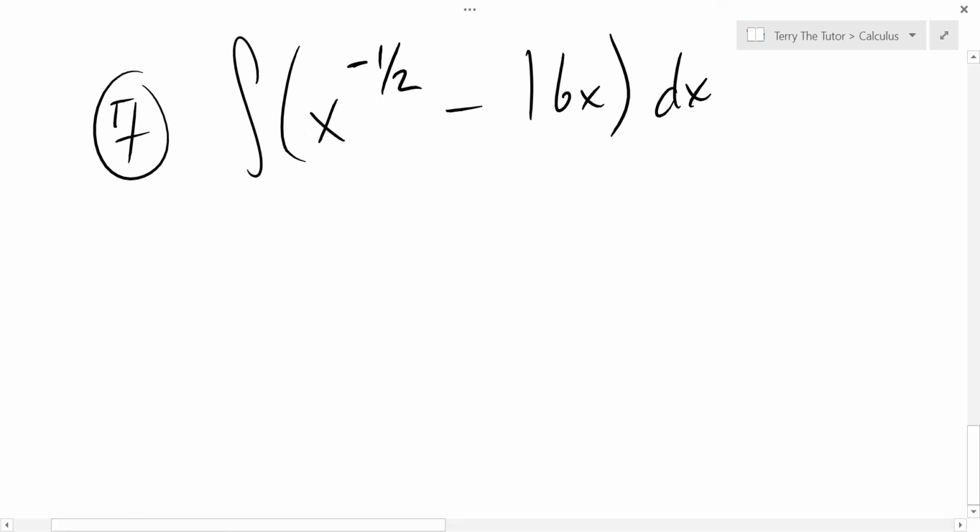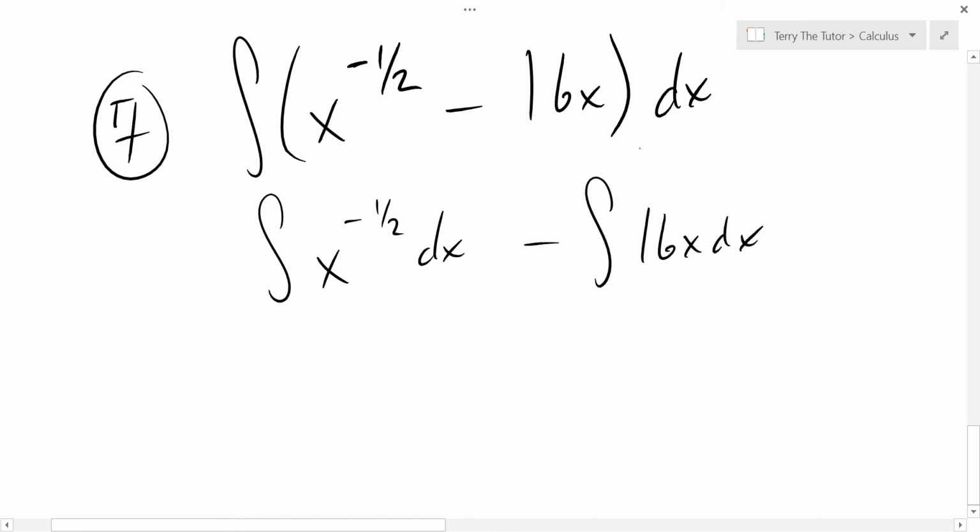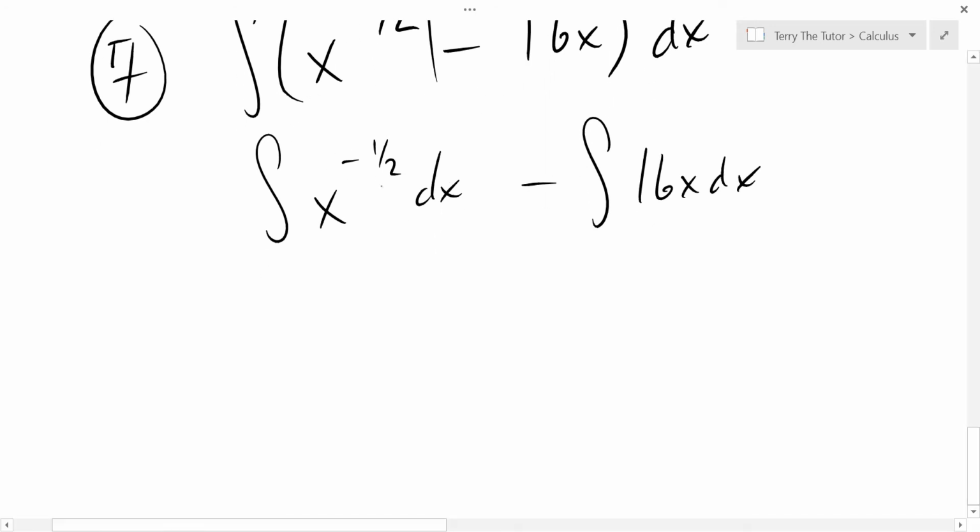What we can do is we can use the addition property, which, this is obviously subtraction. We can break up this integral into two smaller integrals. So the integral of x to the negative 1/2 dx minus the integral of 16x dx. And we can evaluate these separately. And so we will. So the integral of x to the negative 1/2 power, well, we've done this plenty of times so far in this video.